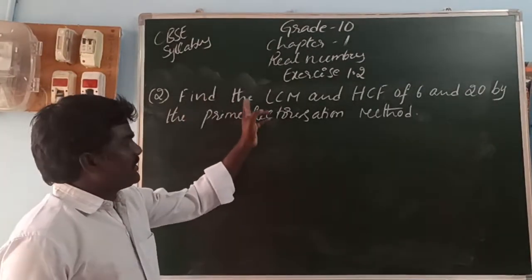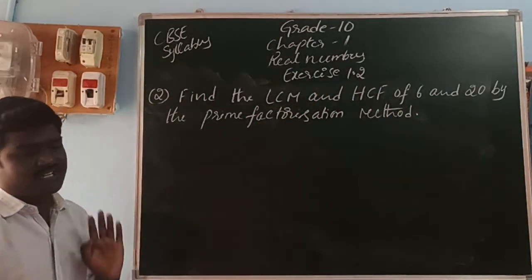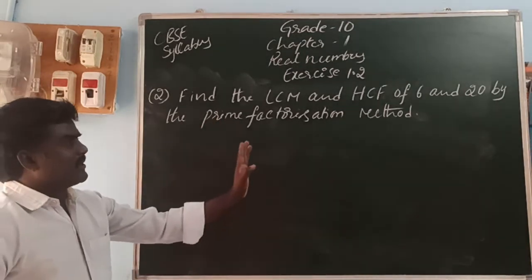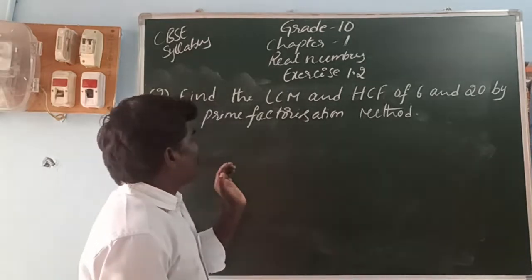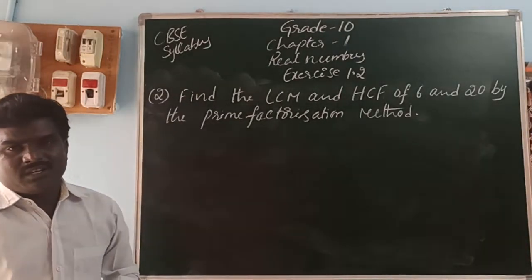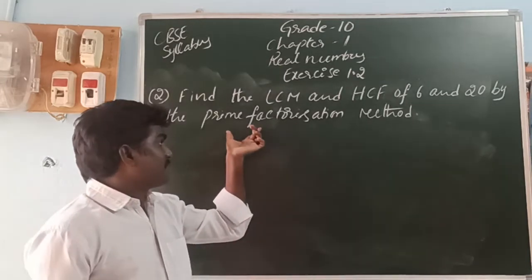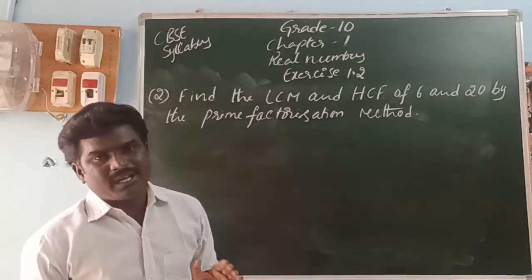Second one. Find the LCM and HCF of 60 and 20 by the prime factorization method. LCM means least common multiple. HCF means highest common factor. In which method? Prime factorization method. Okay, the numbers are given. The given numbers we can write as a product of prime numbers.